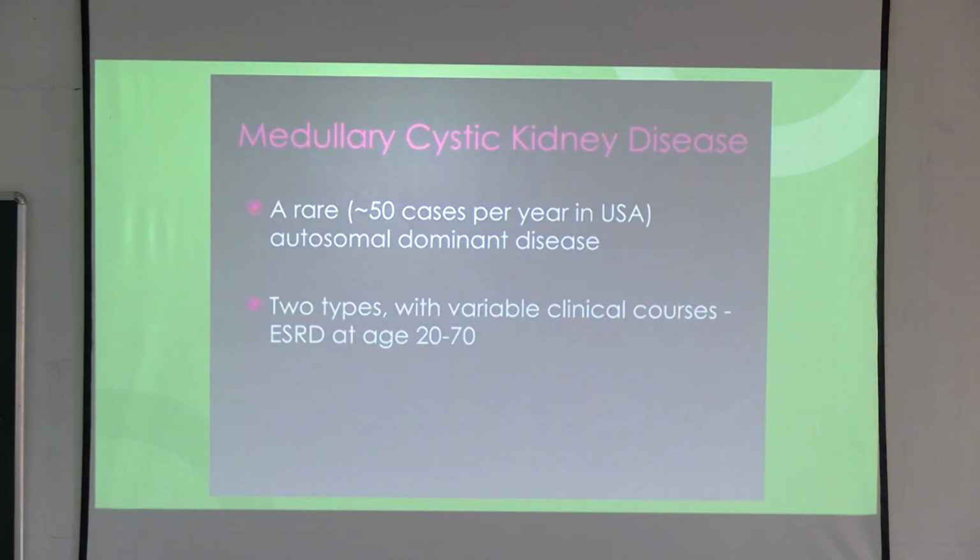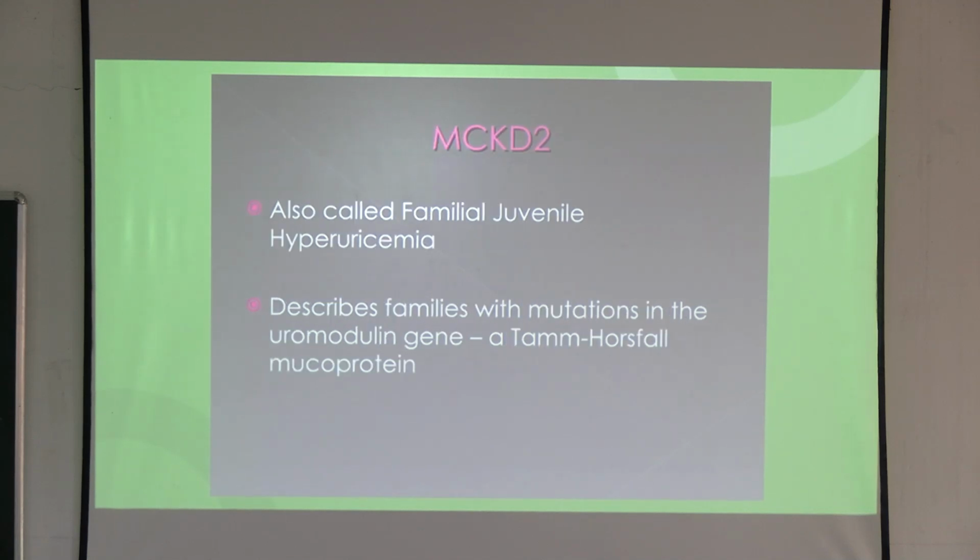So medullary cystic kidney disease, two types, MCKD1 and MCKD2, a rare disease with autosomal dominant inheritance, two types with variable clinical courses, end stage renal disease at age 20 to 70. MCKD2 and MCKD1. MCKD2 is also called familial juvenile hyperuricemia.